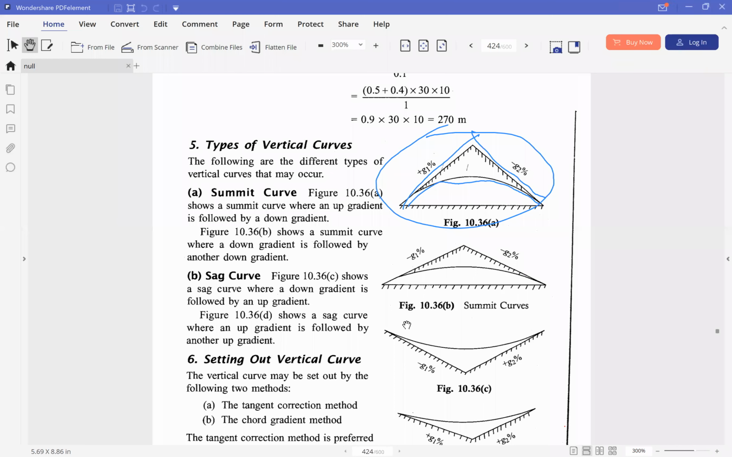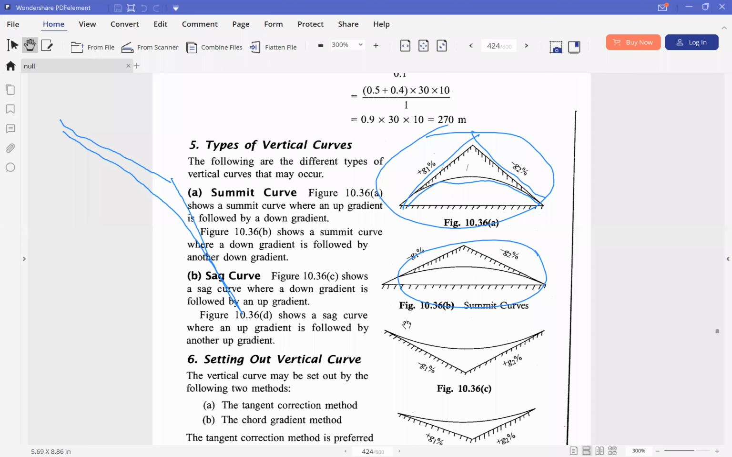Now there is a second case as well, when a downward gradient is followed by another downward gradient. Okay, so that is again an example of the summit curve. It is over here, as you can see. Further clarification could be that, let's say you are moving down the hill and there is a certain slope, right? And right after this, there is another downward slope over here. Now, in this case, the curve that will join these two will be called a summit curve. So, when a downward gradient follows another downward gradient, it is again an example of the summit curve.